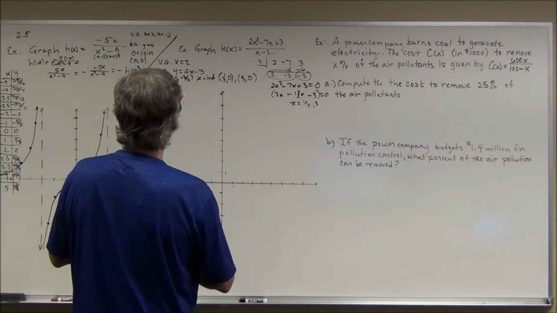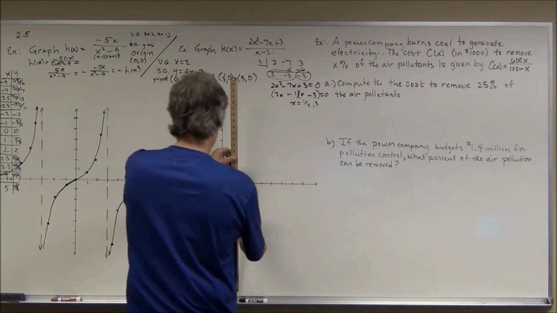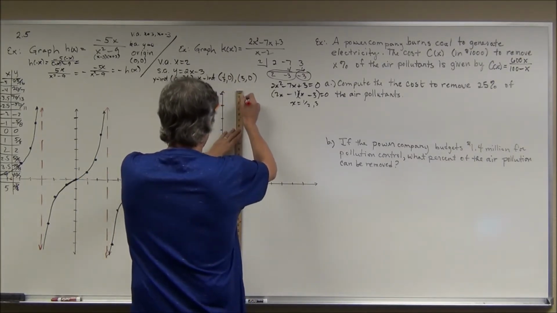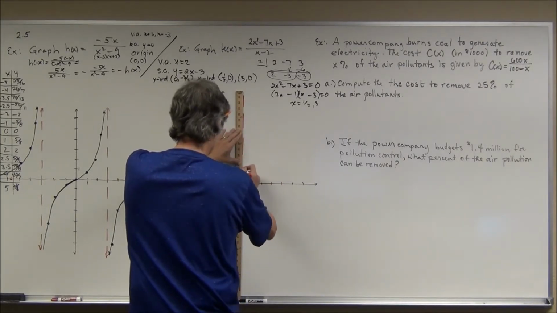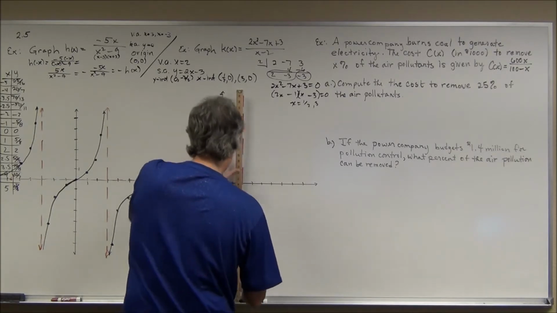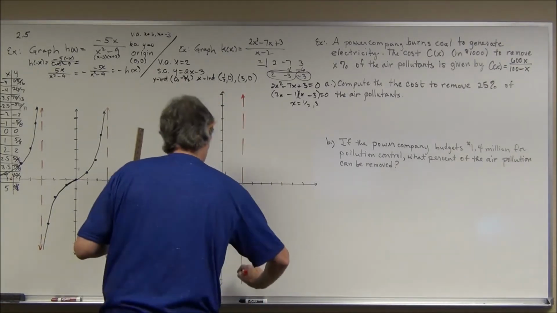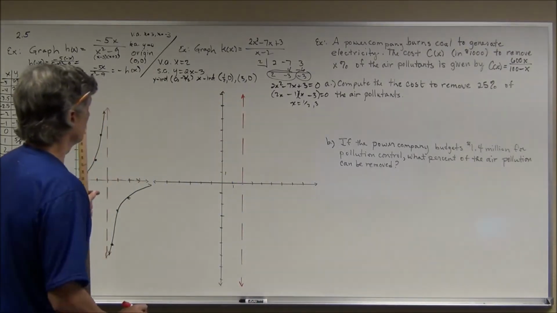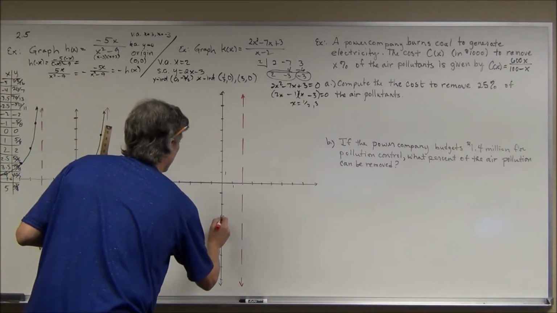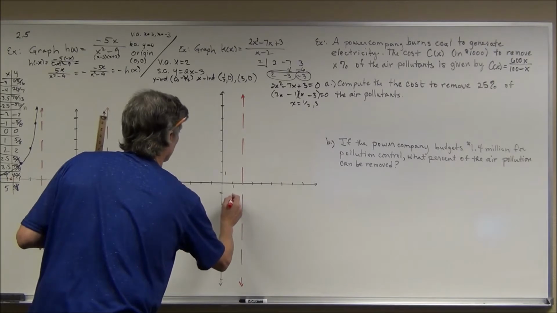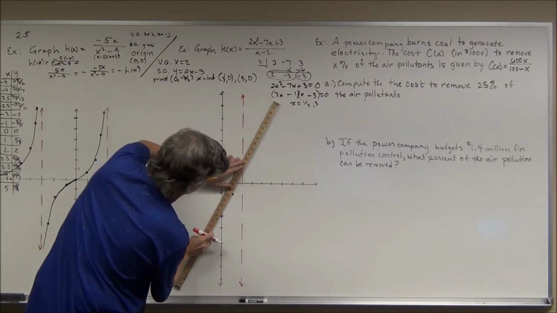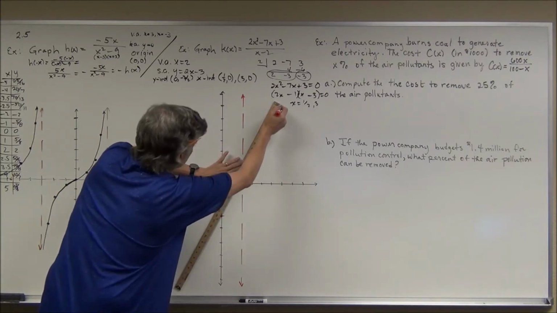We have a vertical asymptote at x equals 2. So I'll draw that in. X equals 2. And then I have a slant asymptote, this line y equals 2x minus 3. So that means it has a y-intercept of negative 3 and the slope is 2. See if I can draw this one without letting the yardstick slide.